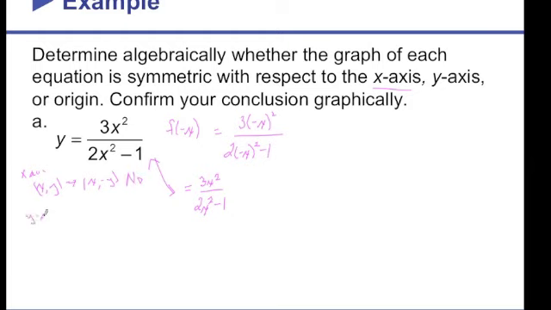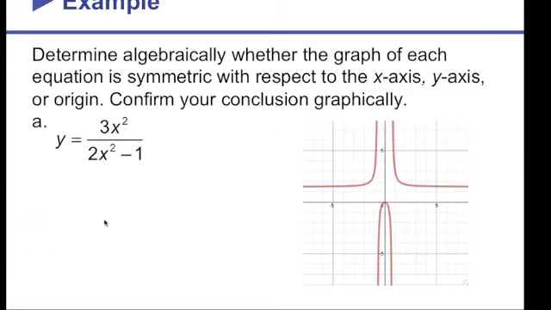For the y-axis, I want (negative x, y) to give me the same as (x, y), so that is a yes. And for the origin, I want it to be negative the whole function, so I'd want the negative out here. So the origin, I would say no. So we have a no, yes, no, and let's confirm that graphically.